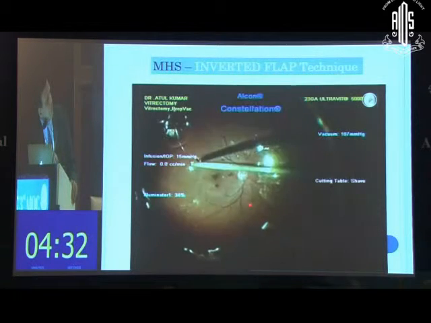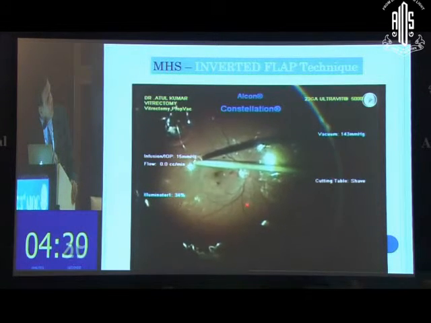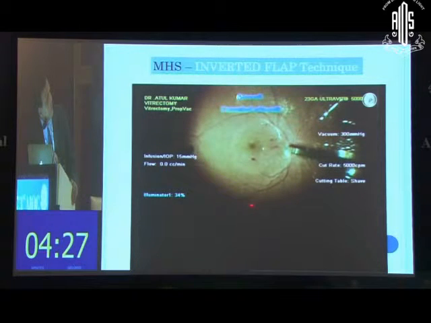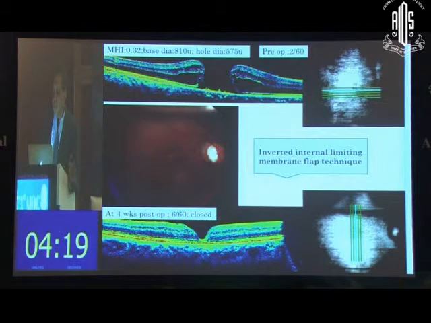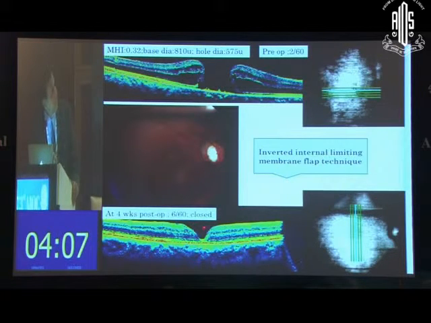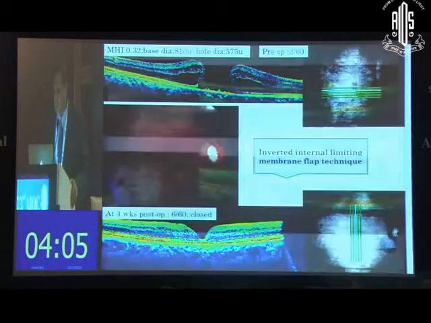Now you could use a Tanos to put it over the hole, and then ensure that you keep it there by doing an immediate fluid air exchange. Once you've done a fluid air exchange, it stays there, and you can put in a little gas. Generally, this flap acts as a matrix, or you can see a surface tension effect, like a scotch tape effect, and it closes the hole quite effectively. We usually get a type 1 closure, which is what we want, and the vision generally improves well. We've got very encouraging results with this.